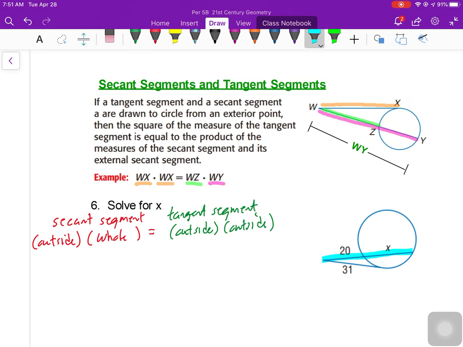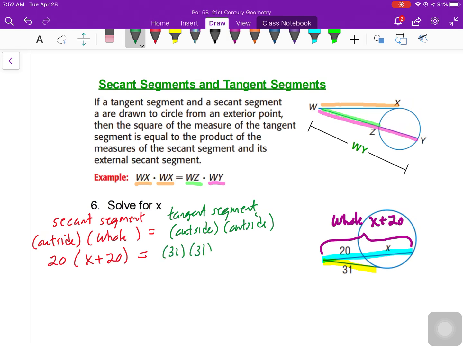Let's do the secant segment part first. This blue one is the secant segment. As we did on the two previous problems, I think it's helpful to label the whole length. So the whole length on this one will be x plus 20. For that secant segment then, the outside is 20 and the whole length is x plus 20. Now the tangent segment is this one here in yellow. For the tangent segment, you'll see that the outside and the whole length are actually the same thing. So we'll have to take the 31 times the 31. And that's the setup for this problem.